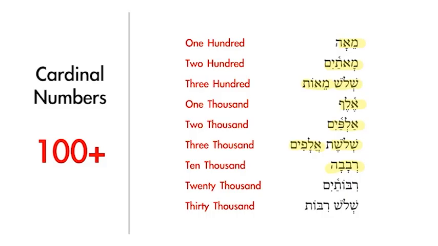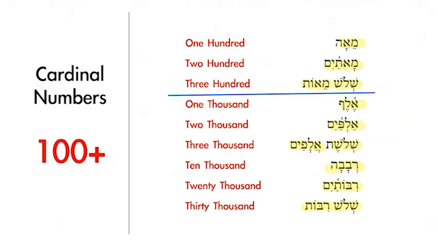The same reality exists for 10,000. That is, the word for 20,000 will be the feminine dual form of the word ravava, so ribothaim. And then 30,000 will be the form of the word 3 plus riboth, the feminine plural form for 10,000. So you have 3 patterns that exist here.